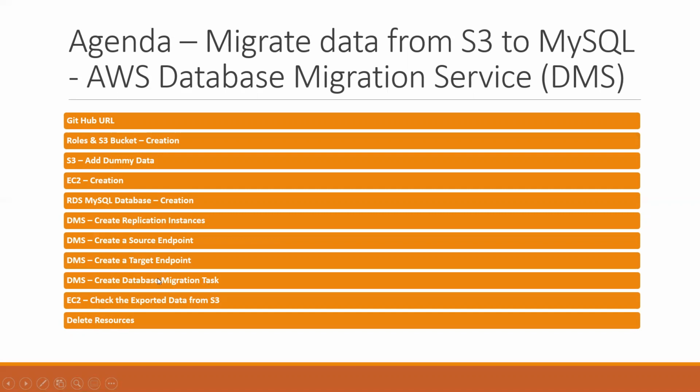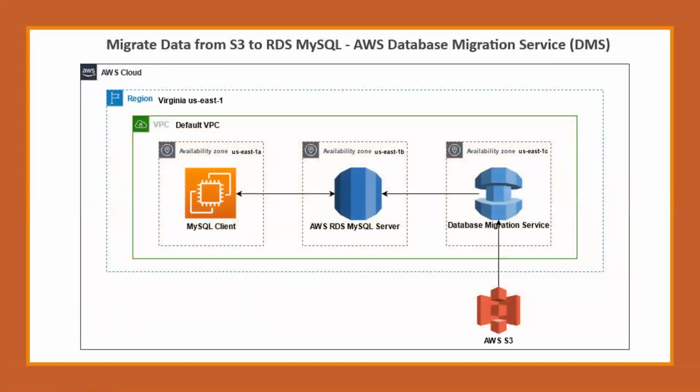Now, when the task is completed, we can see that all the dummy data we added to the S3 will be moved to our RDS MySQL database. We will connect the EC2 system with that DB server and check the details of the migrated data. This is the POC, and later on, we will delete all those resources. So this is the flow here.